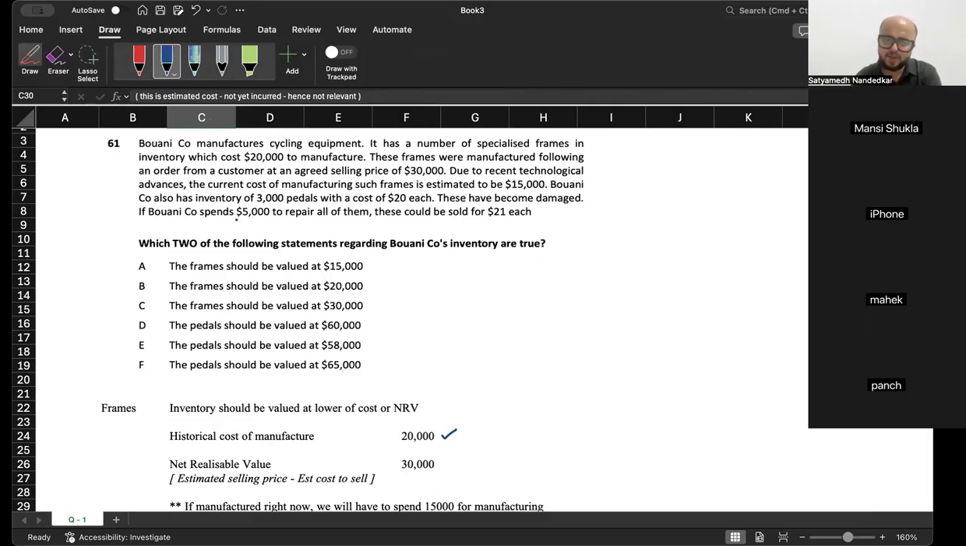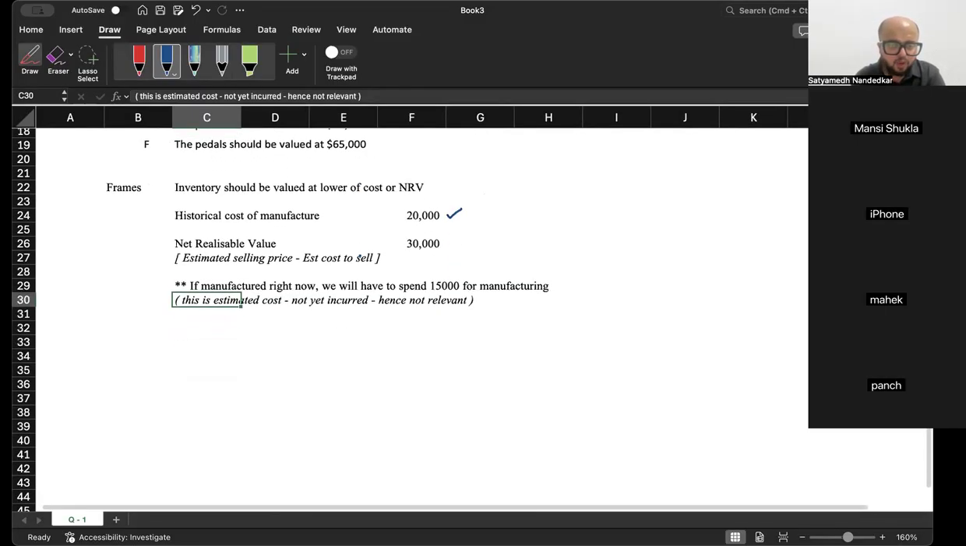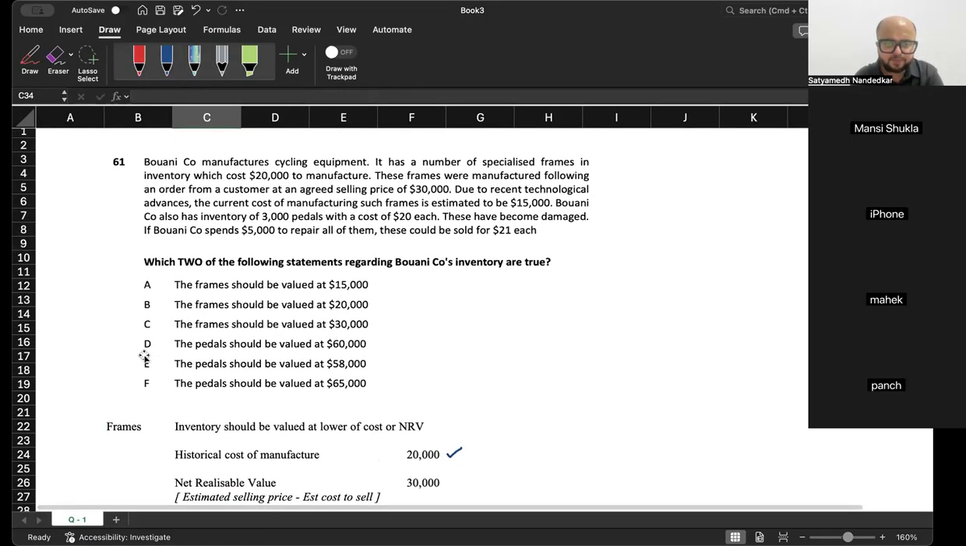Buani company also has inventory of 3,000 pedals with a cost of 20 each. These have become damaged. If Buani company spends 5,000 to repair all of them, these could be sold for $21 each. Okay, what is the second item? The second item is pedals.